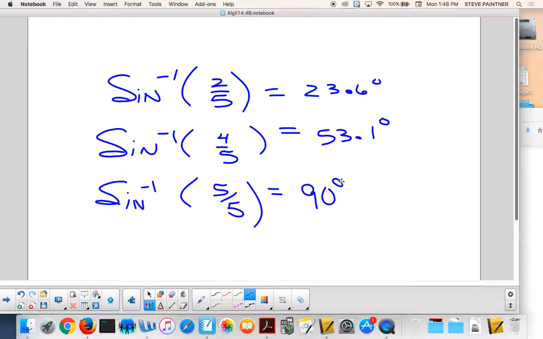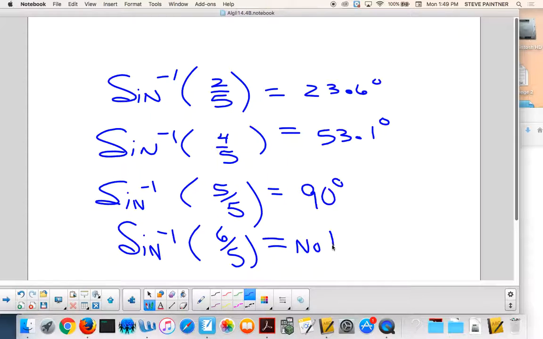Okay, now guys, watch this. Inverse sine of 6/5. Error. It is error, which means no angle will exist here. Why not? The leg is bigger than the hypotenuse. Yeah, it's supposed to be opposite. Sine is opposite over what? Hypotenuse. Opposite over hypotenuse.